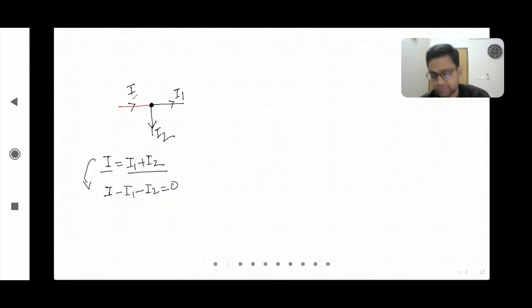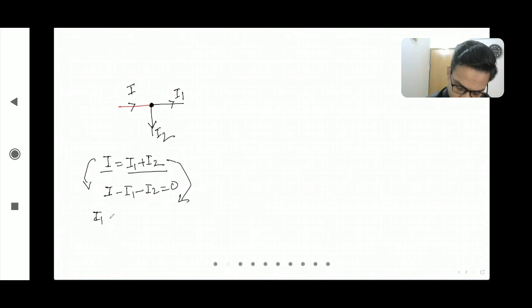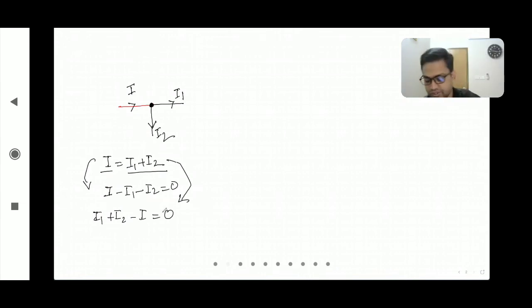They have different directions and different values. You can also write this equation in another way, like this. We can write this one as well, right? I1 plus I2 minus I equals 0.